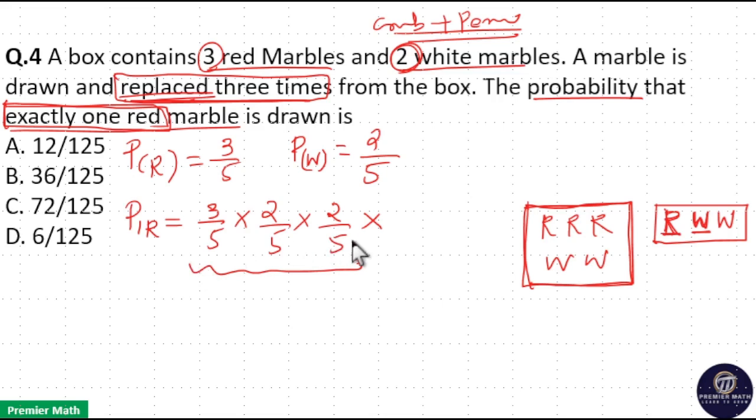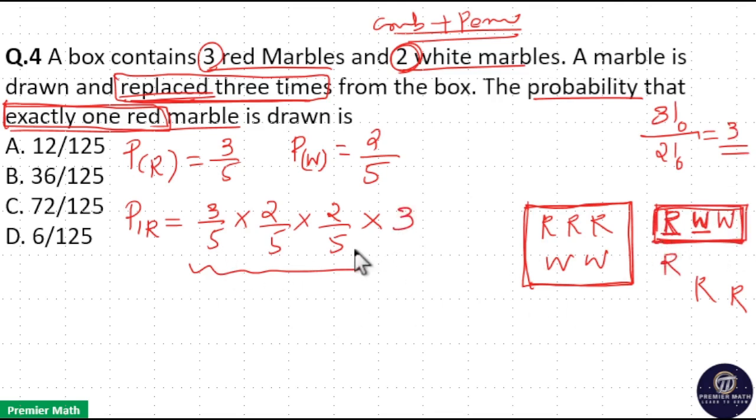Now you have to arrange these 3 marbles as well, because we don't know the order of these 3 marbles. You may take red the first time, or the second time, or the third time. We don't know the order. So the arrangement of these 3 marbles can be done in 3 factorial ways. But here 2 white is repeating, so divide it by 2 factorial. So 3 factorial by 2 factorial is equal to 3 ways. So the arrangement of these 3 marbles can be done in 3 ways.